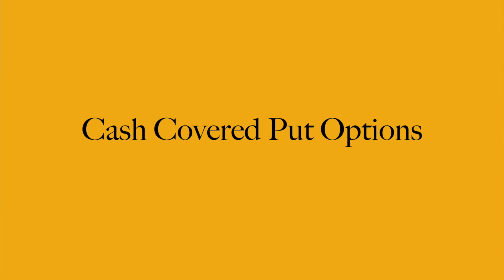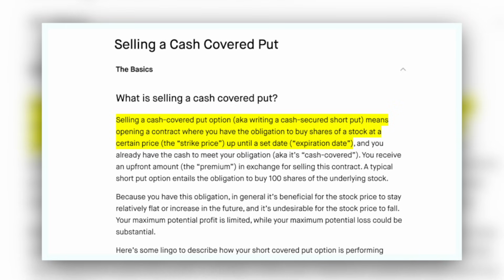Okay, so let's get started. On Robinhood, you have the ability to sell cash-covered put options. Selling a cash-covered put option means opening a contract where you have the obligation to buy shares of a stock at a certain price, known as the strike price, up until a set date, known as the expiration date. So if you were to sell a cash-covered put on a stock, you'd be agreeing to buy a stock at a certain price up until a certain date, no matter what the price of the stock is at that time.